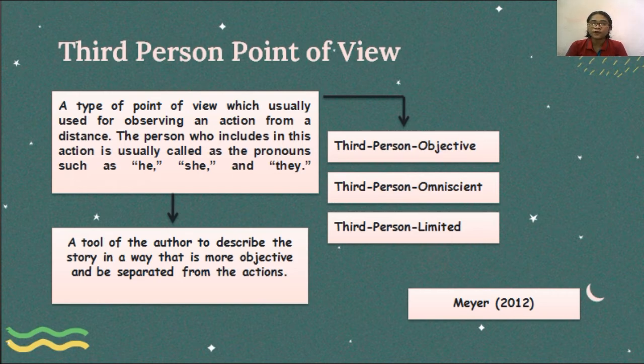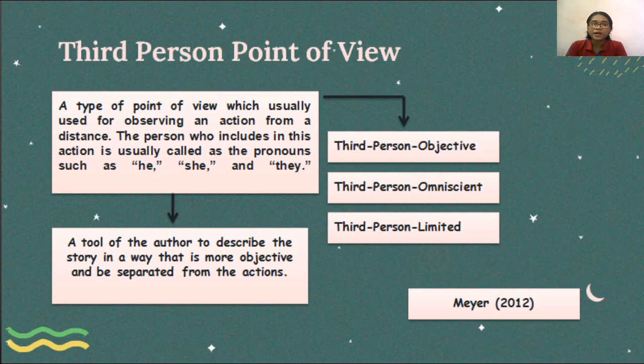So the third person point of view is usually used for observing an action from a distance. The people involved in this action are usually referred to with pronouns such as he, she, and they. By using this point of view, the reader can see a story from several characters' perspectives. So, it is a tool of the author to describe the story in a way that is more objective and separated from the action.